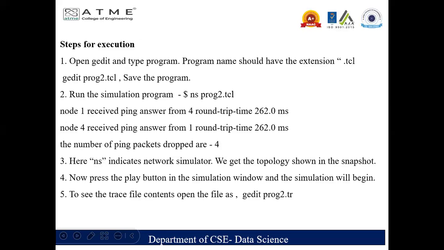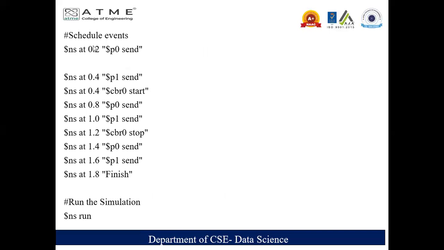Now we are going to schedule the events. So that means at 0.2, you are going to send P0, and at 0.4, send P1. At 0.4, CBR0 is going to start. So you are scheduling a number of events here, and finally you are going to finish it and stop it. At 1.2, you are stopping CBR0, and then P0, P1, and at 1.8 you are finishing. So finally all the events are set. You are going to run the simulation.